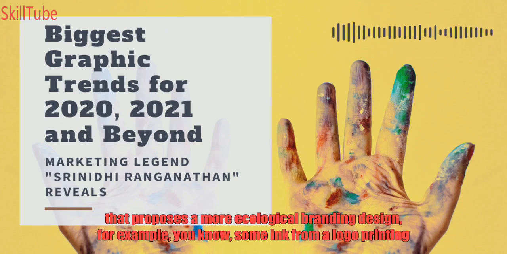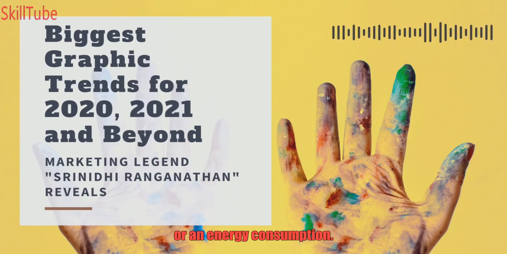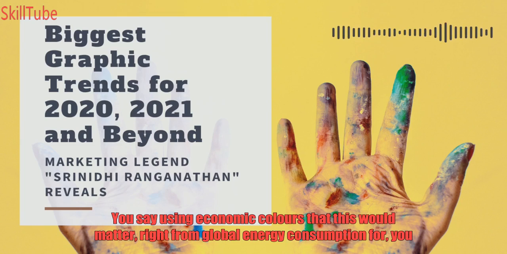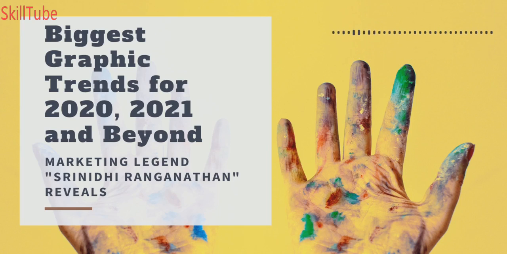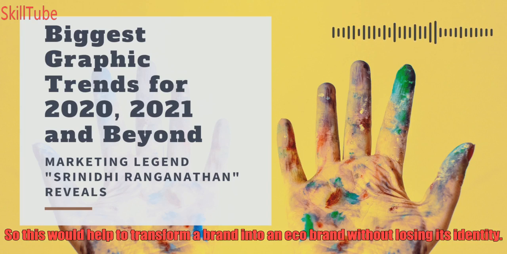For example, ink from logo printing or energy consumption for digital interfaces would use economic colors, which can be black or green, right? That would matter. So this would help to transform a brand into an eco brand without losing its identity.